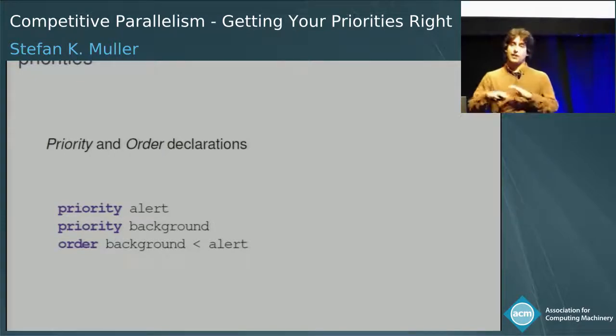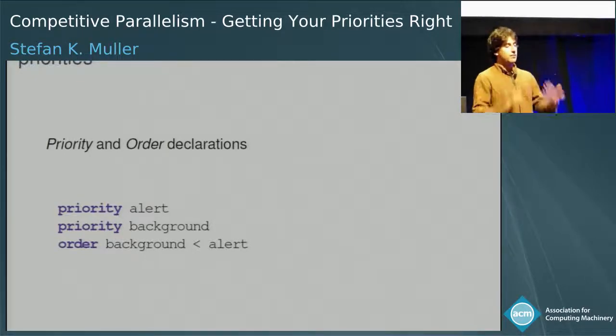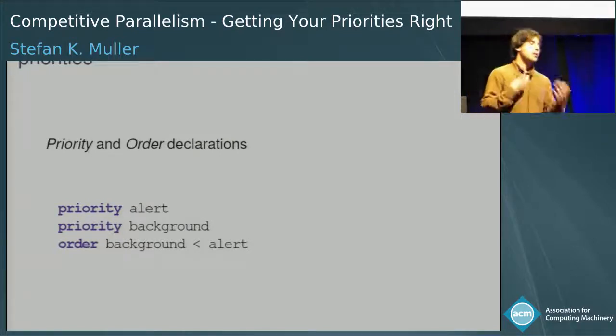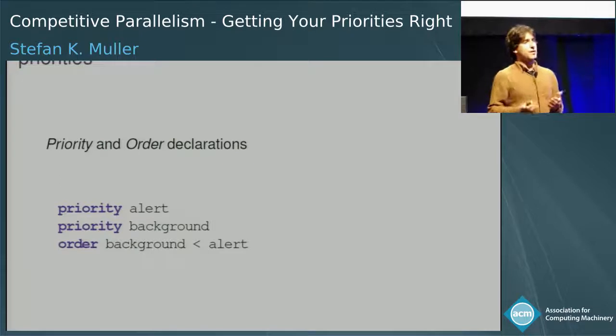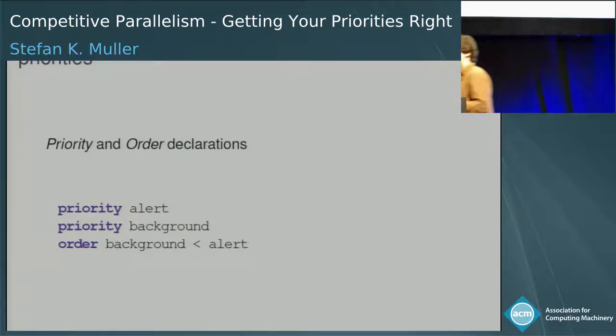So you can declare as few or as many priorities as are meaningful in your program. In this case, we have 2 priorities, alert and background. And you can also declare as few or as many of the orderings between them as are meaningful. Again, this is a partial order. So we can say that background is lower priority than alert, but if there were some other priorities in our system, we might not want to specify the ordering with those.